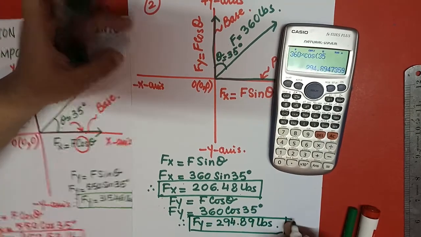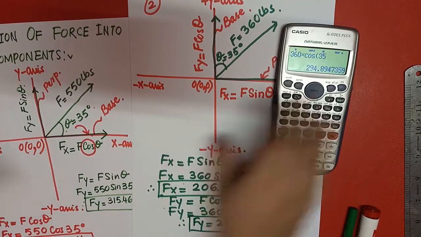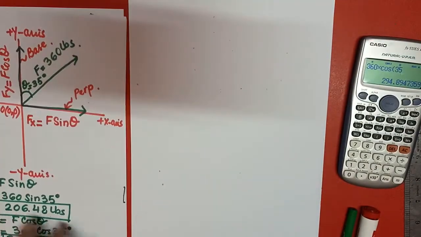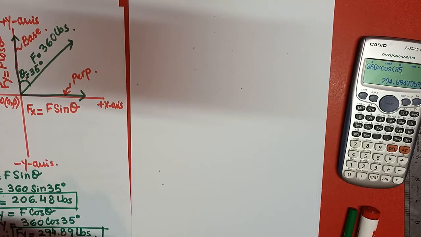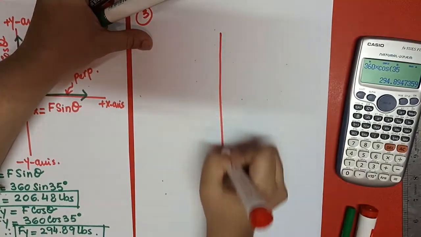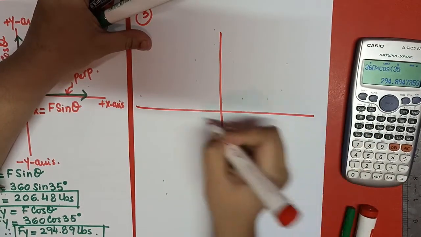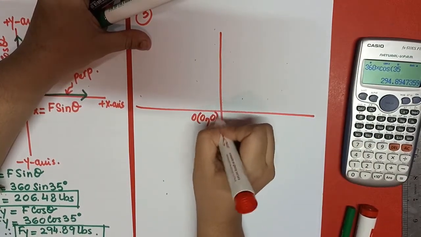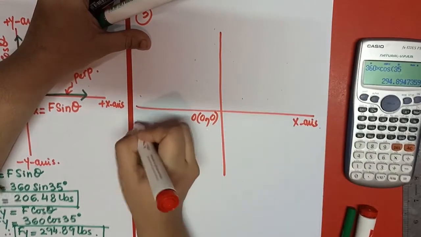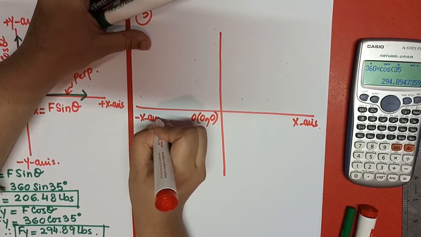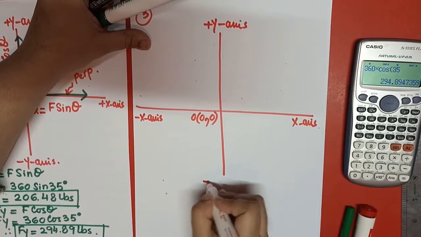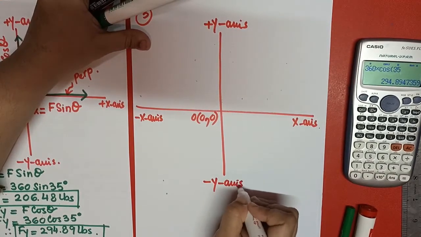This is case number 2. I think you understand up till here, and we are moving toward the third case. Again I am drawing the axes. This is the origin (0, 0) and this is the x-axis, and this one is the negative x-axis. This one is the positive y-axis, and this one is the negative y-axis.